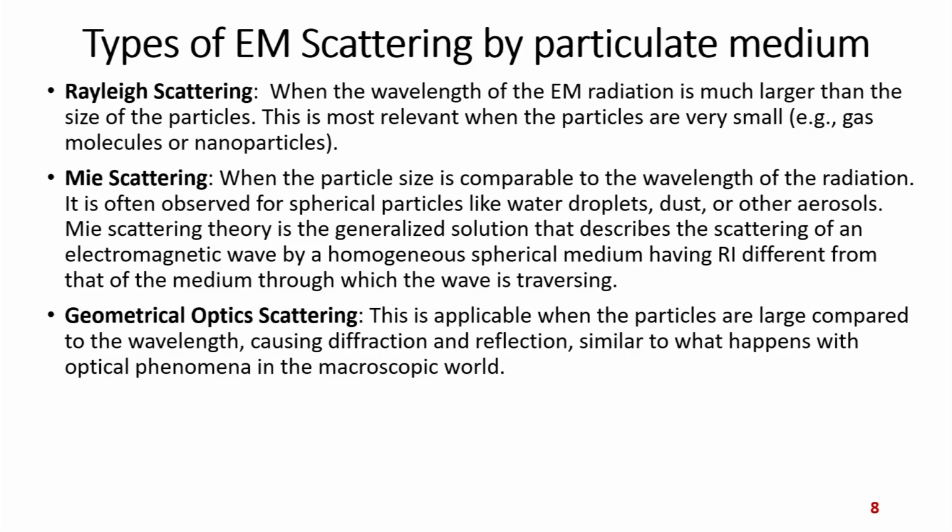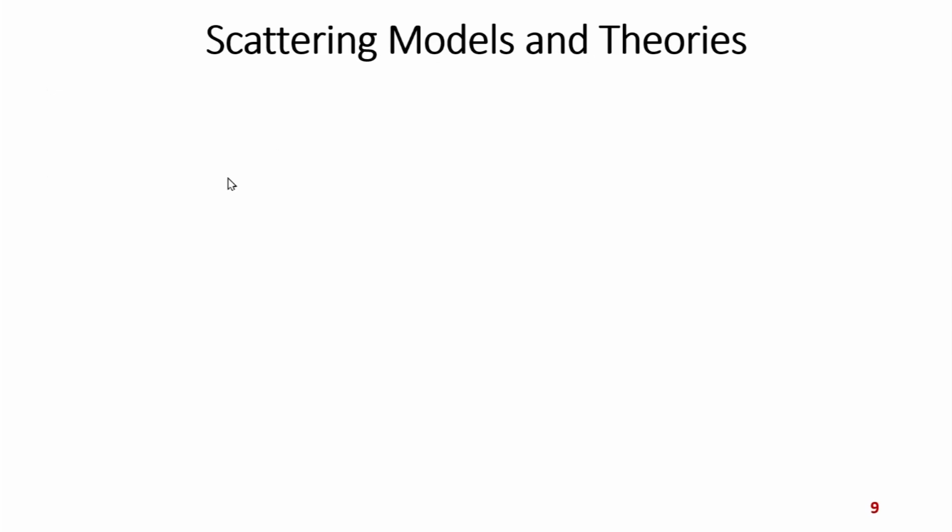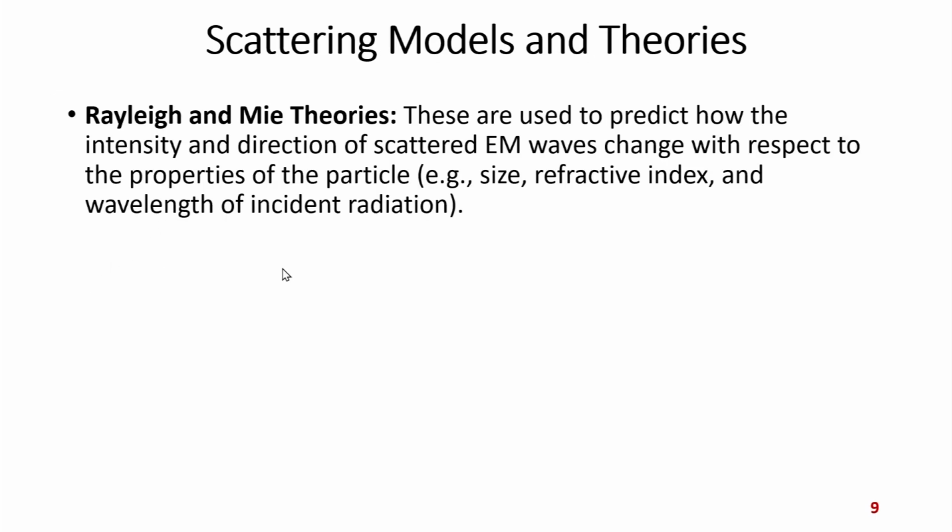This is applicable when the particles are large compared to the wavelength, and it causes diffraction and reflection, similar to what happens with optical phenomena in the macroscopic world. Generally these two are important for electromagnetic scattering by a particulate medium, that is Rayleigh and Mie scattering. So, the scattering models and theories: the Rayleigh and the Mie theory.